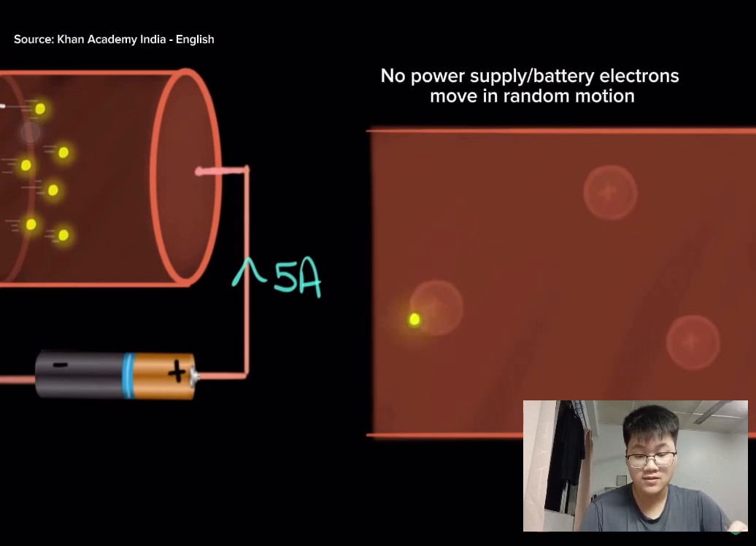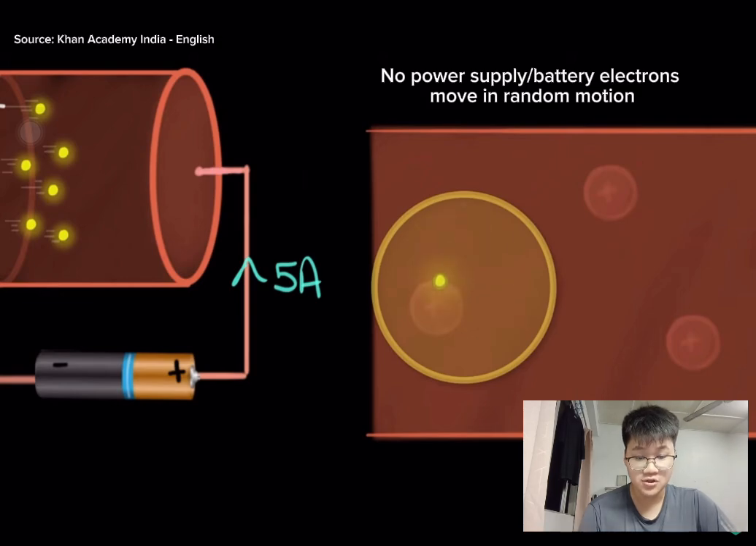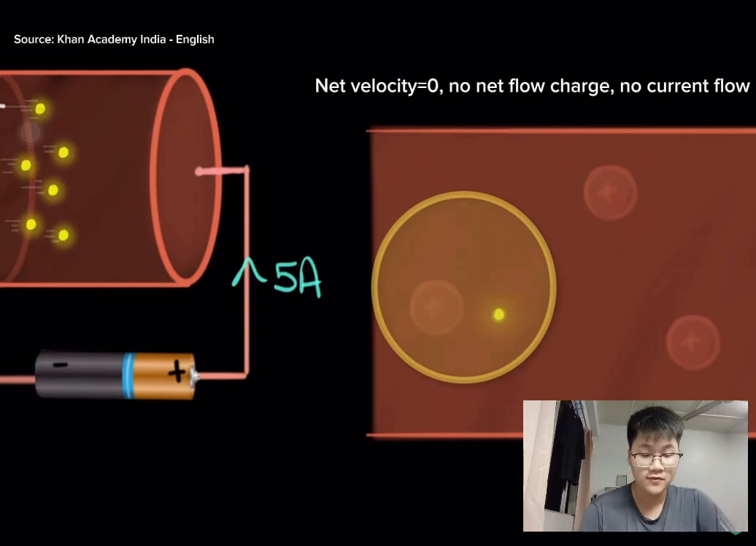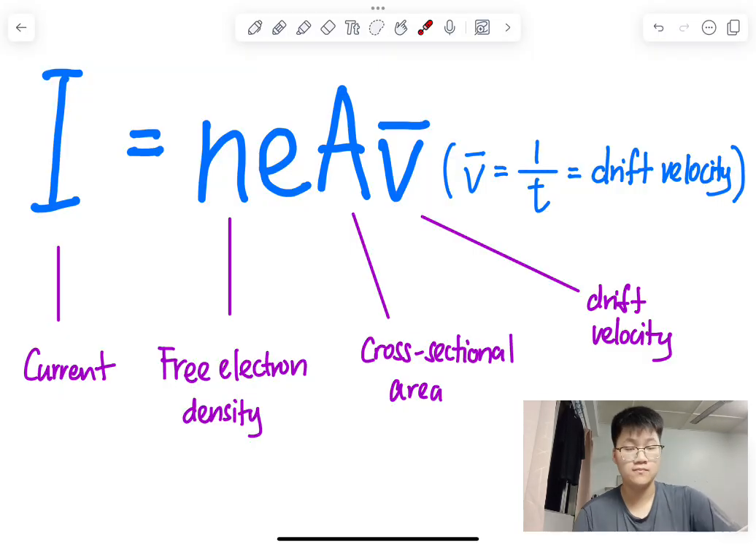Even when there is no power supply in the circuit, the electrons are still moving at high speed in random motion, but the net velocity of any free electron over a certain period is equal to zero. Therefore, there is no net flow of charge nor electric current.